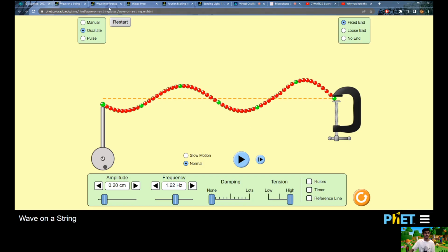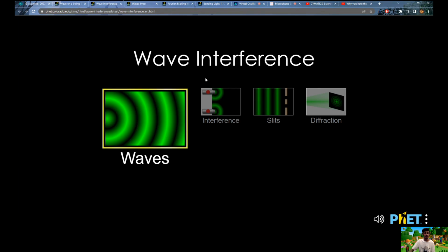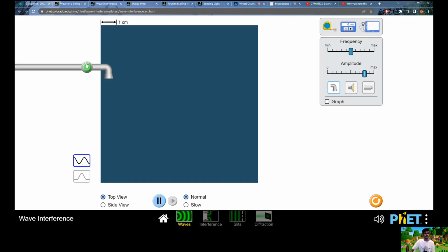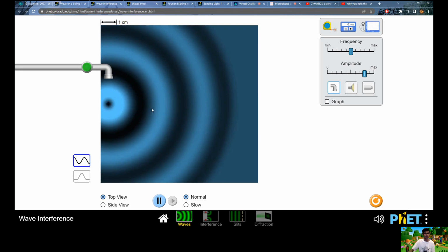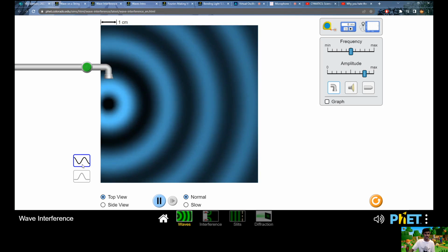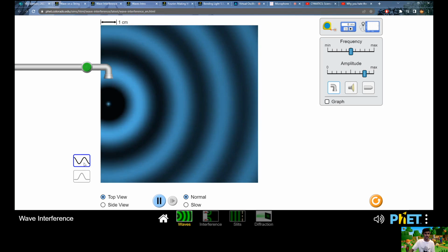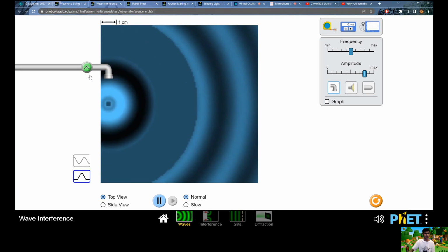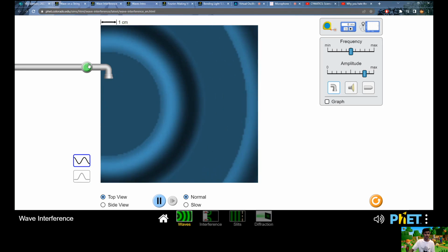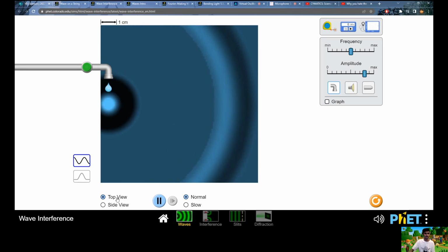Right, looking at the next simulation on wave interference, the one that you need to do and write some observations on. So the first simulation or tab on waves demonstrates how if we have a drop in water, this is what we would see from the top. Now this button on the left here is to choose whether you want to just have a single drop at a time, which we call a pulse, or a wave, which I'm going to be looking at.